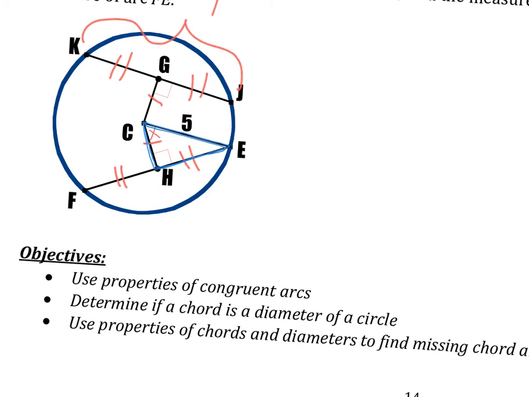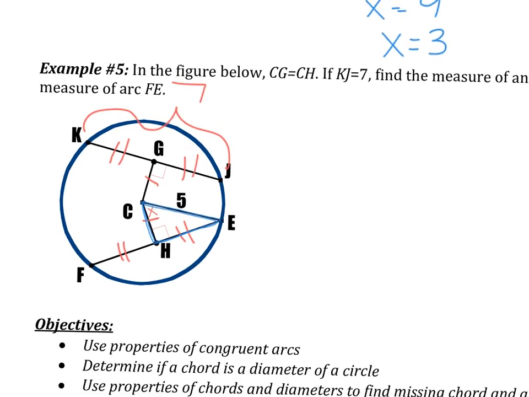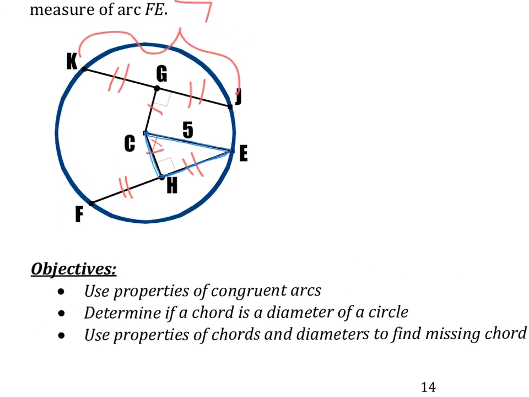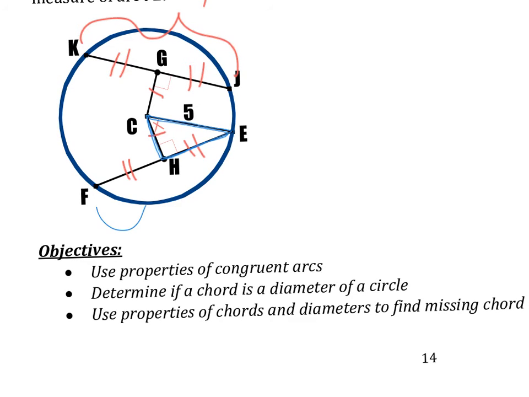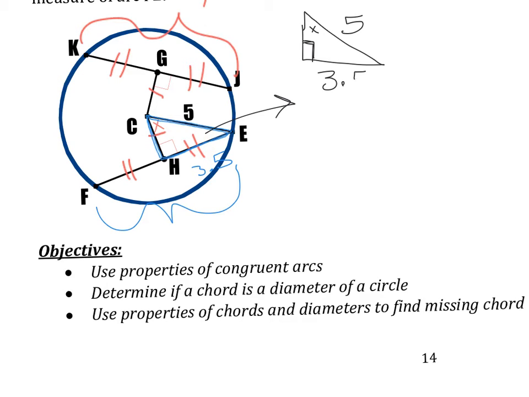So I have to use some of the facts that I learned today. If KJ is 7, that means FE is also 7. And then it gets bisected, so this side is 3.5. Now, we have to use a little bit of trig. I want to do trig on this triangle. So I have, here's my right angle, here's x, the hypotenuse is 5, and this leg is 3.5.